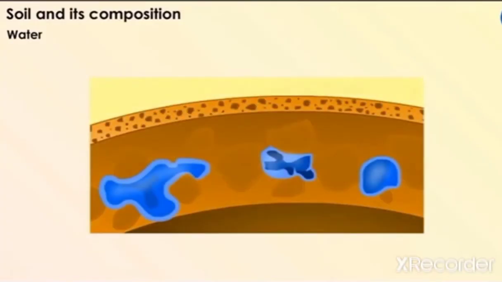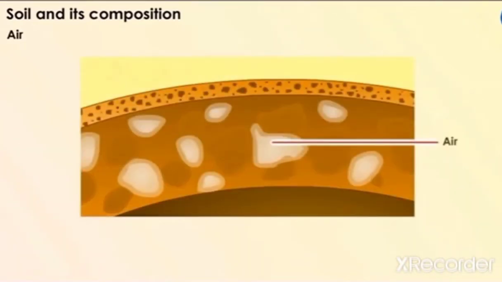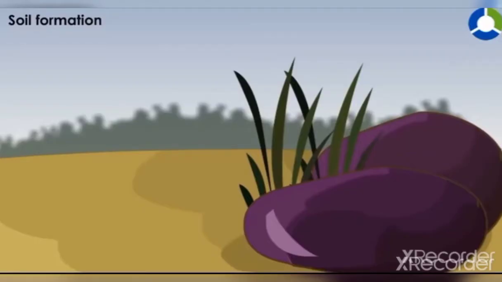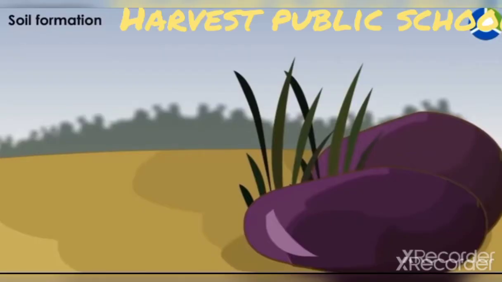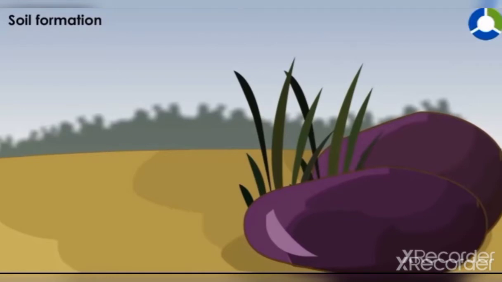Not only biotic components, soil also contains abiotic components like water. All types of soils generally contain air and water in them. Air is present in the soil in the spaces between the soil particles. It is needed for the respiration of the underground parts of the plants as well as other living organisms in the soil. Soil formation. Let us study the process of soil formation.